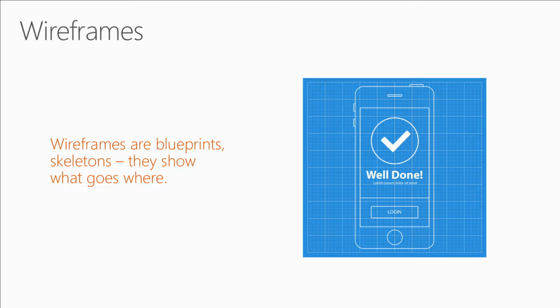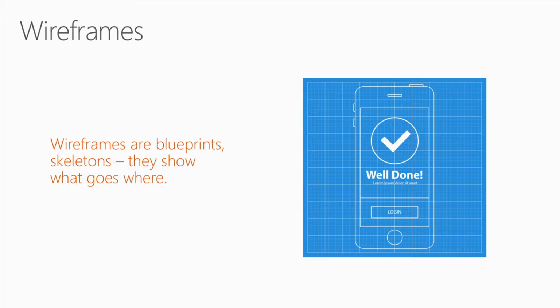So here we can see an example of a smartphone app. We don't know exactly what the task is, but it looks like they probably were going to log in, sign in. There's a check mark there. It says, well done. There's some text there, and you get a sense of what the screen is supposed to be about.